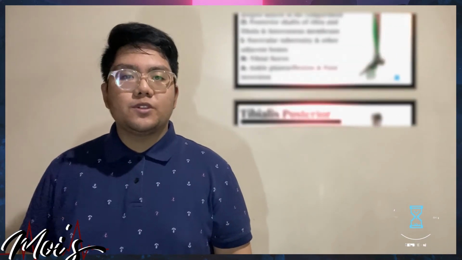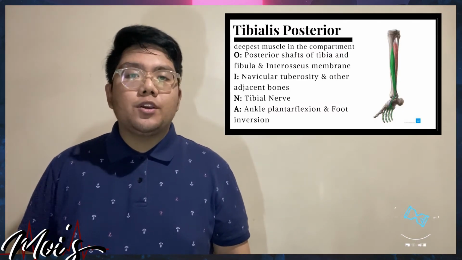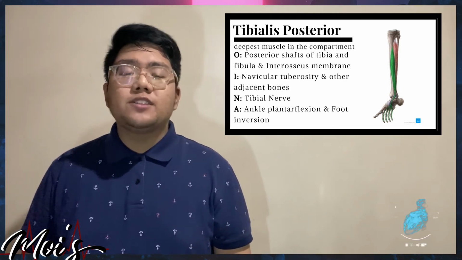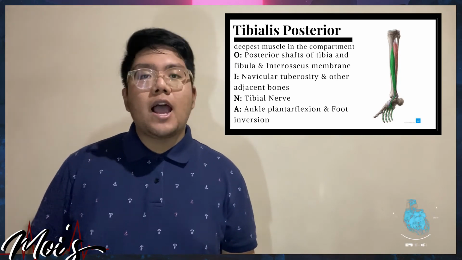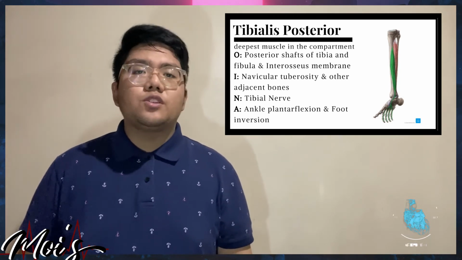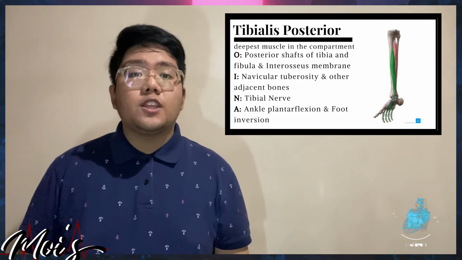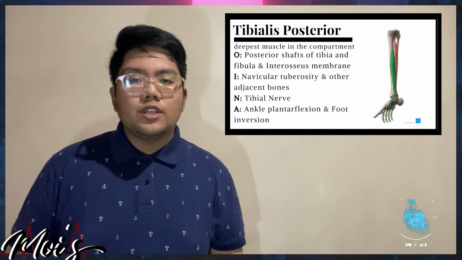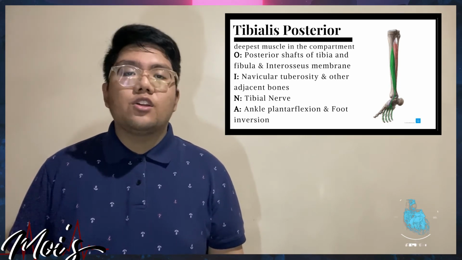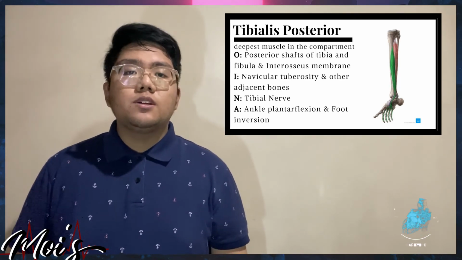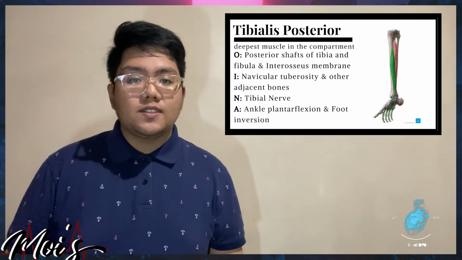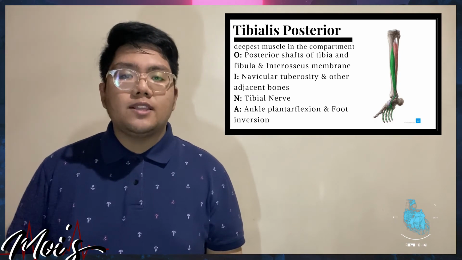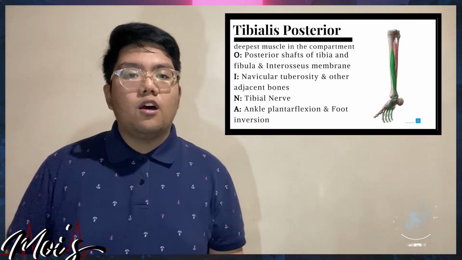Next is the tibialis posterior. The tibialis posterior is the deepest muscle in the posterior compartment. It lies between the flexor digitorum longus and flexor hallucis longus muscles. Its origin is from the posterior shafts of the tibia and fibula and from the interosseous membrane, and its insertion is at the navicular tuberosity and other adjacent bones. This muscle's function is to plantar flex and invert the ankle. Moreover, it plays an important role in stabilizing the medial longitudinal arch.